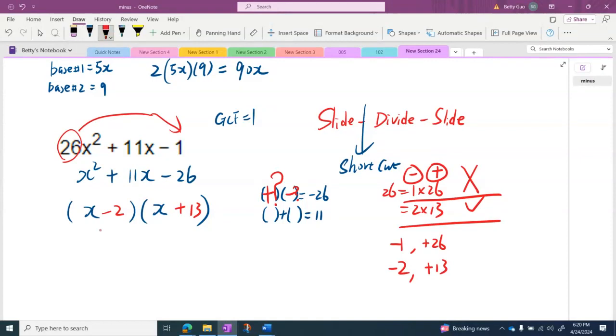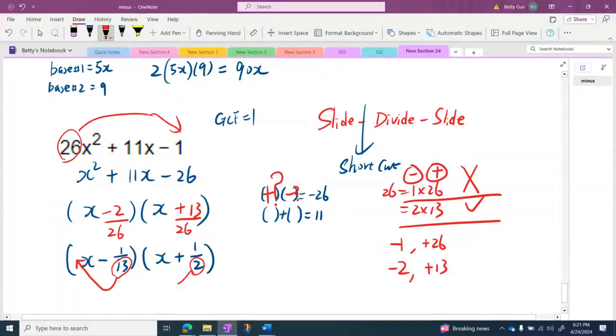Okay. And then divide the two red numbers by the original leading coefficient, in this case 26. And then we simplify. 2 over 26 can be simplified as 1 over 13. 13 over 26 can be simplified as 1 over 2. And then, since we still have a denominator, we are going to slide it again. The final answer is 13x minus 1 times 2x plus 1. 13x minus 1, 2x plus 1. Done.